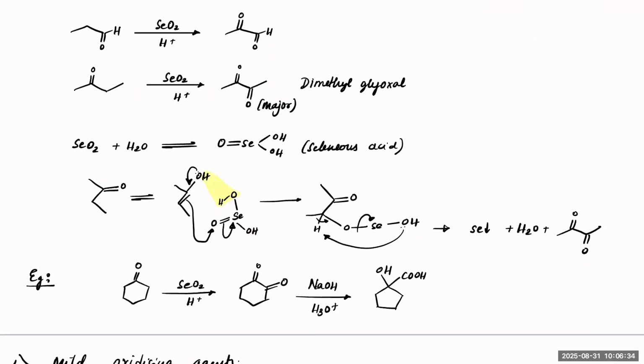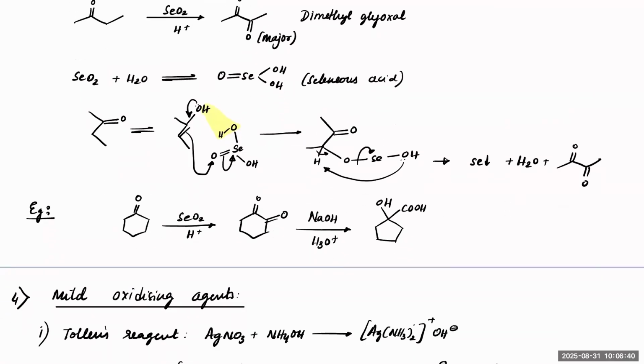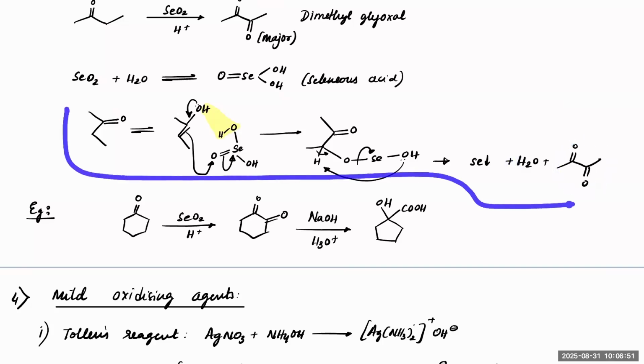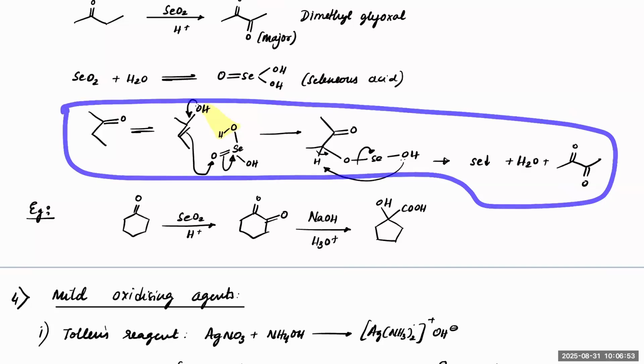Selenium dioxide will basically convert into selenous acid, and it is that selenous acid which will react, get reduced into selenium, and the rest will get oxidized into this form. This is just for your information. Nowhere is the mechanism asked of you.